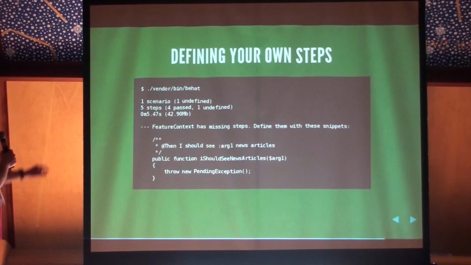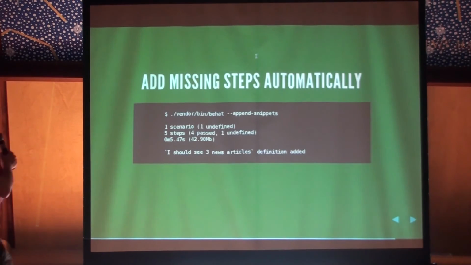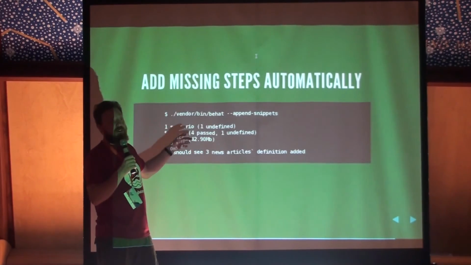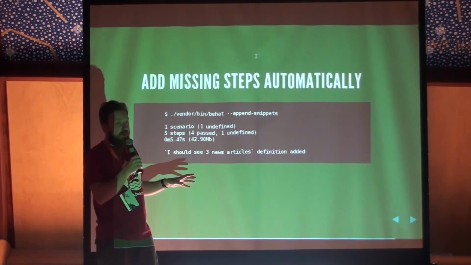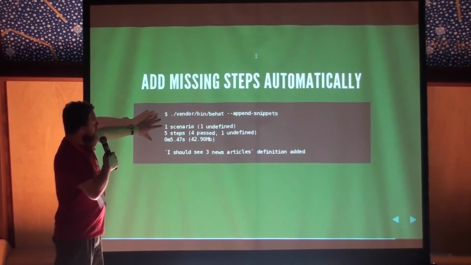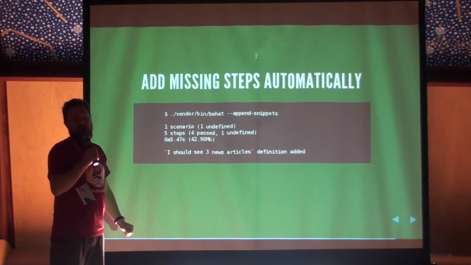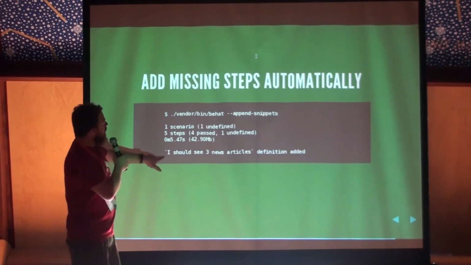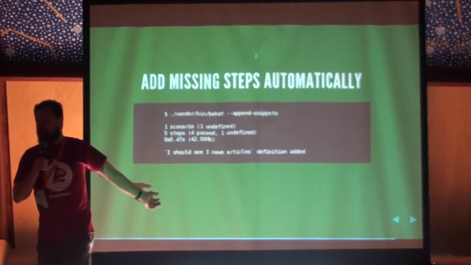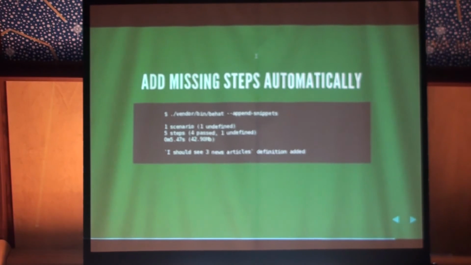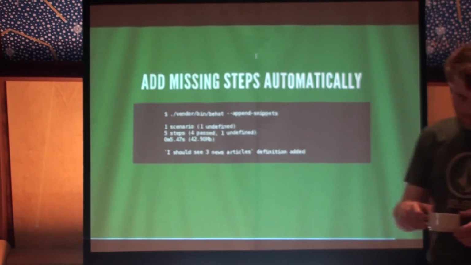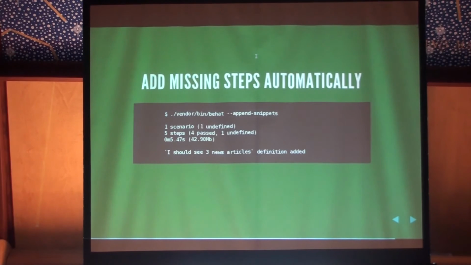Now, it would not be so easy to have to copy paste from the terminal into the code every time we encounter this. So, Behat has an option that's called append snippets. If we run our test and our test contains new step definitions that we have not created in code yet, and we add append snippets to it, then it will actually put this example code right there in the feature context file, which is very helpful. And then it will inform us and say, I should see 3 news articles, this definition has been added to it. So if you try to run this, then you should magically see that method appearing in your feature context file. The feature context file is in features/bootstrap/FeatureContext.php. Okay, is that working well?